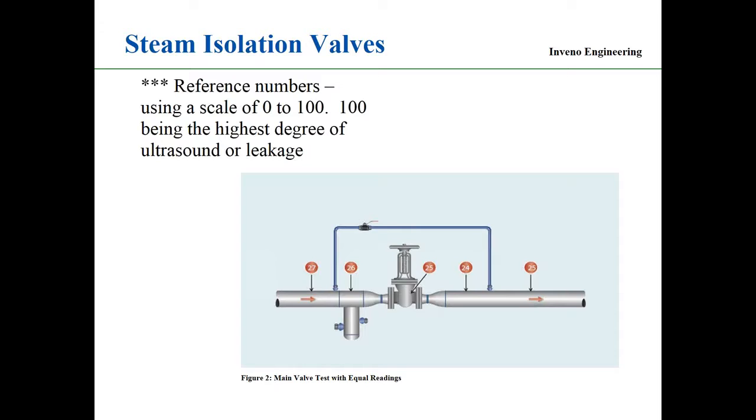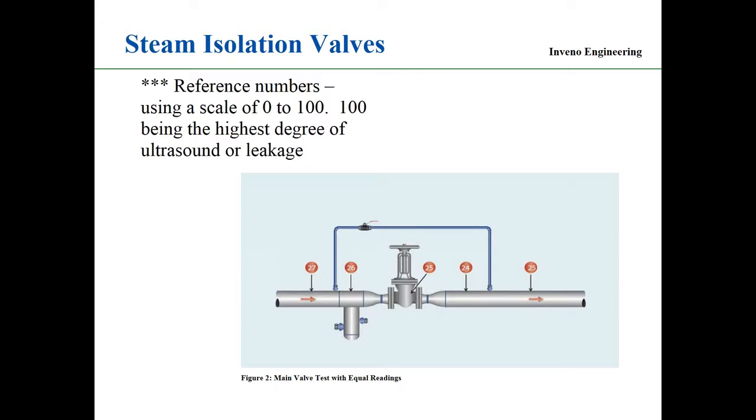Now, the reference number is using a scale of 0 to 100. For this presentation, I use a number of 0 to 100. 100 means severely leaking or great leakage, and 0, no leakage. So I go to test point 1, and I get a reading of 27. At test point 2, I get a reading of 26. And test point 3, I get a reading of 25, and then test point 4, I get a reading of 24 and 25.